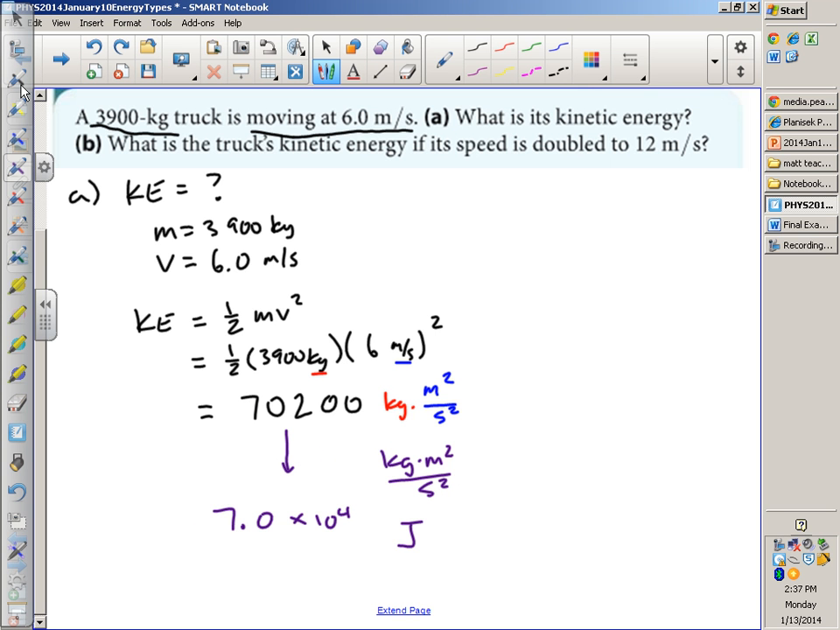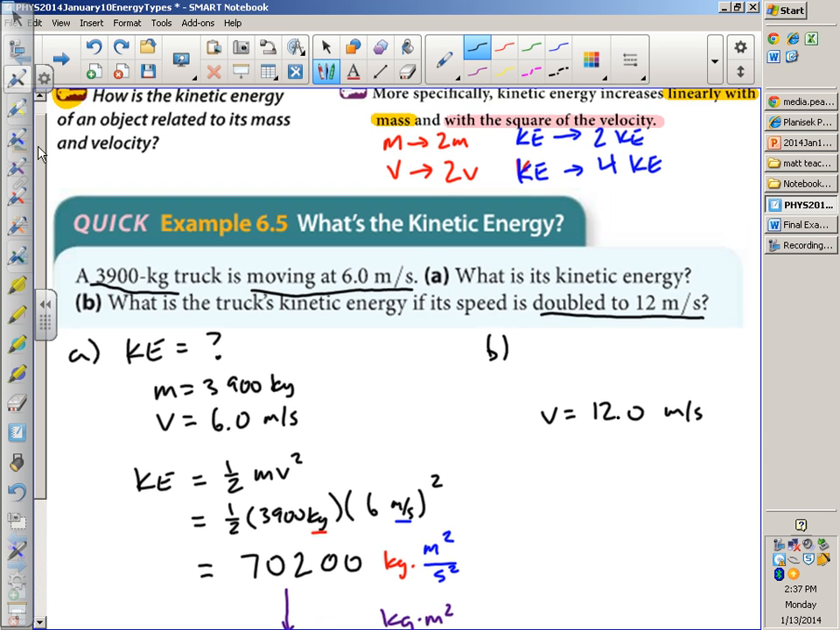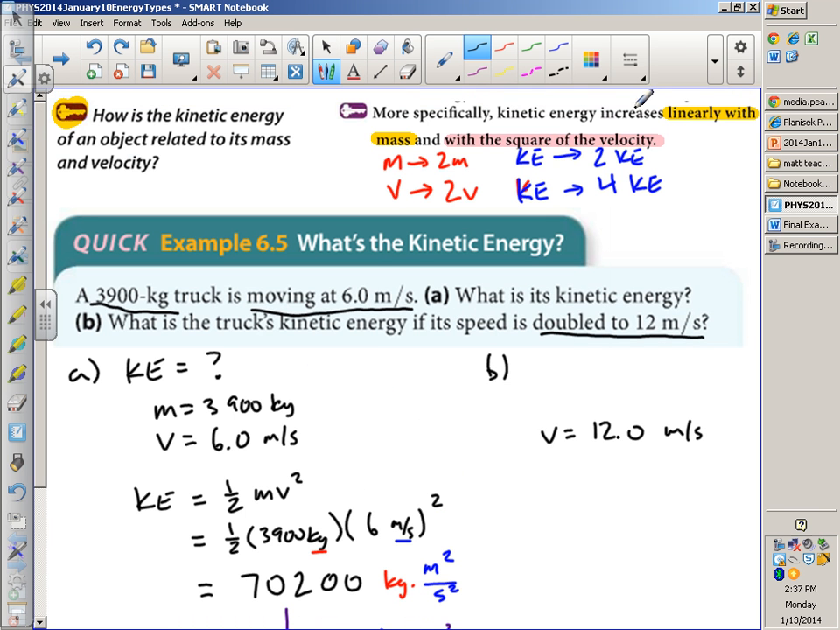All right, for part B, there are 2 ways that we can do part B. One is just the robotic way. One is the way that we actually think about it and make our lives maybe a little bit easier. So it says, what is the truck's kinetic energy if the speed is doubled to 12 meters per second? So we could just go through again and do the calculation, plugging 12 in for the velocity and getting an answer. But we just learned that kinetic energy increases with the square of velocity.